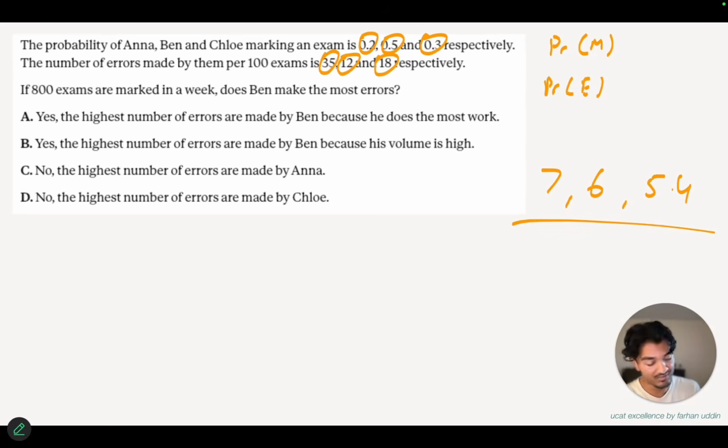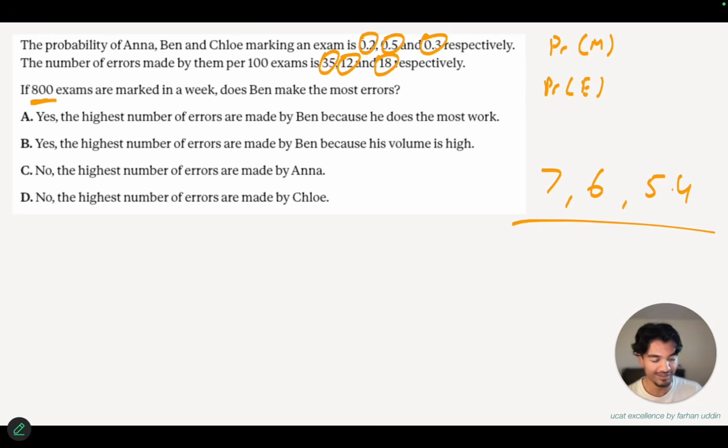So this is basically, if you think about it, the error rate by how much they mark. It's like their ratio of making the errors in this case. Now, if you really want to, you can multiply it by 800.